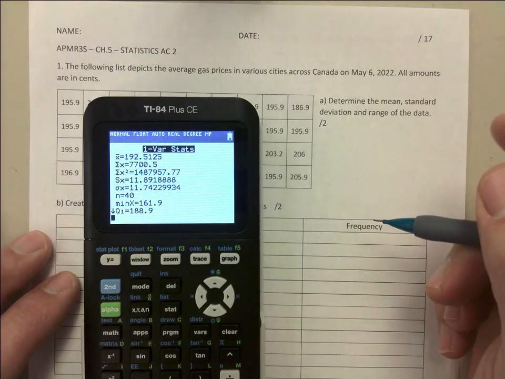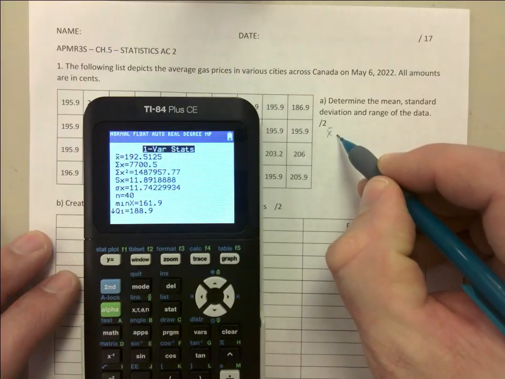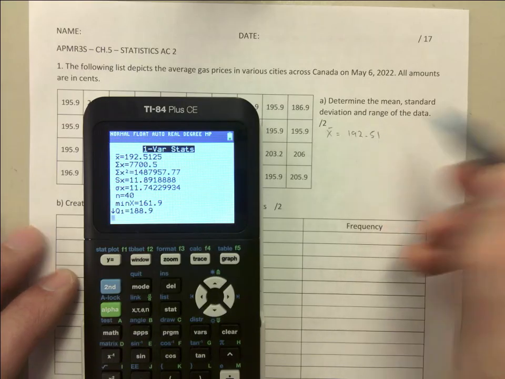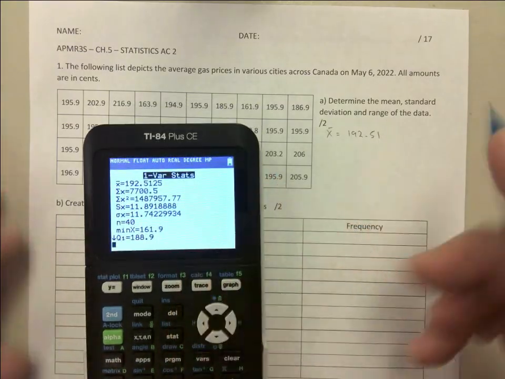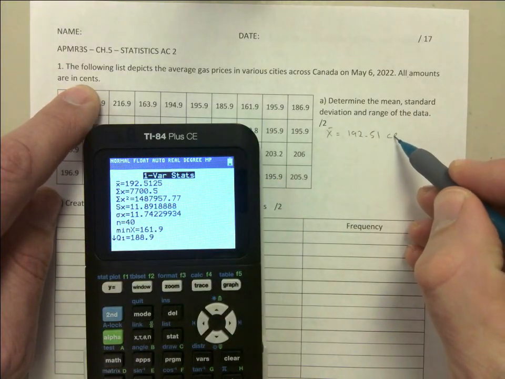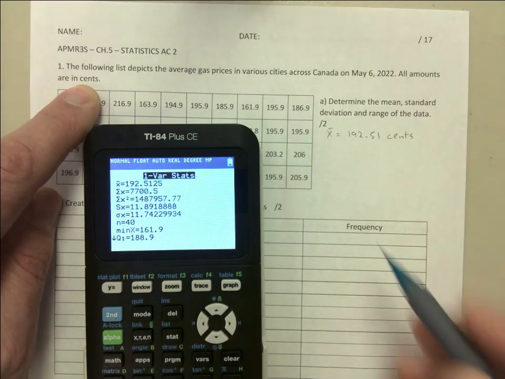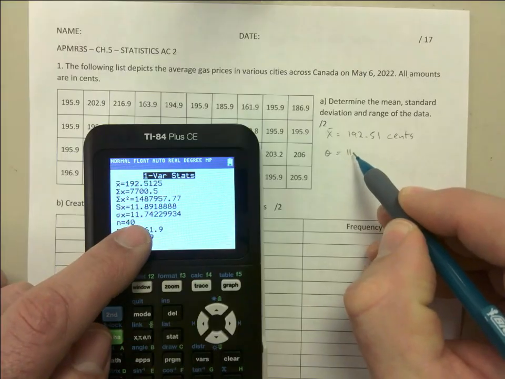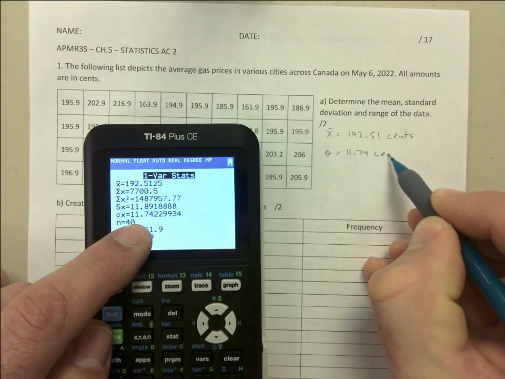So I find that my mean is 192.51. What are we talking about? What are our units in? It says all amounts are in cents. So you just add cents to it. Okay, standard deviation is right here, 11.74 cents.